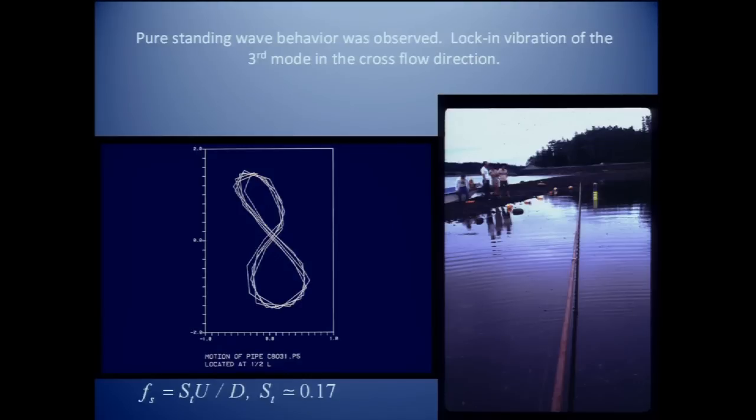The diagram on the left is if you cut the cylinder and look down its axis, this is the trajectory that you'd see the cylinder make. It would sit there and just make big figure eights. So up and down, vertical is its vertical motion.